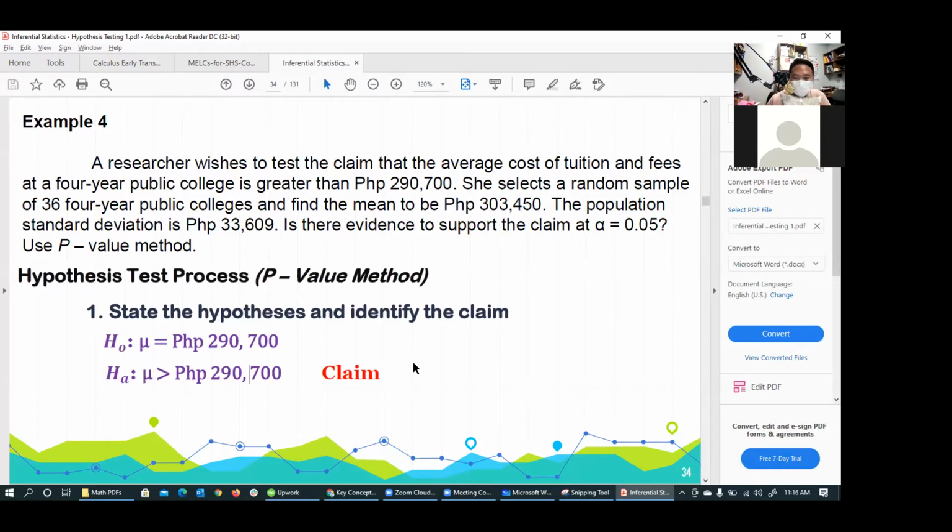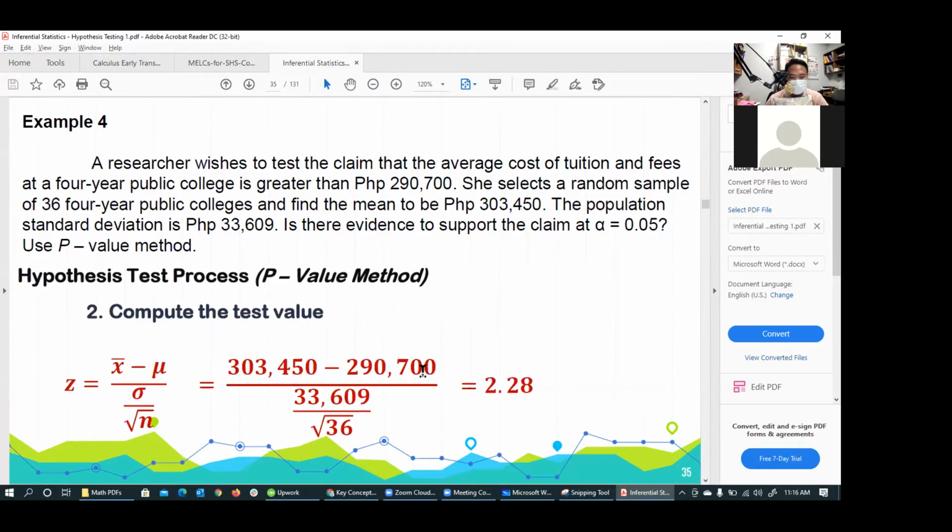So, no questions so far, guys. Ano na porma na to ang alternative hypothesis. So, I'm gonna proceed to the next step. Okay? The next step is computing the test value.